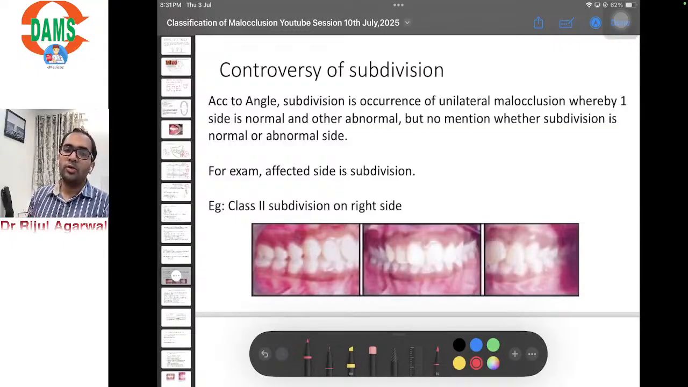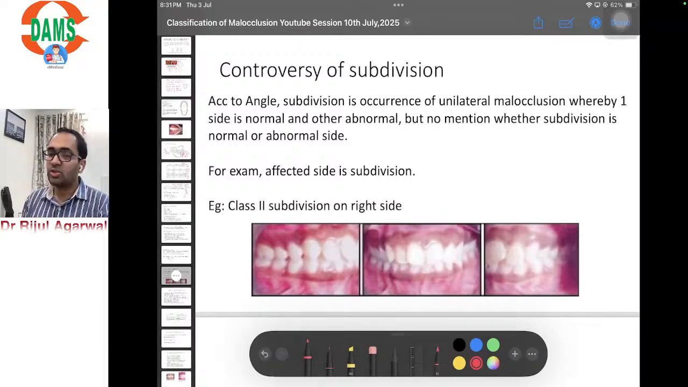Anyhow, moving ahead, for the exam, how will you classify? Supposedly an image like this comes. For the exam, the affected side is the subdivision. So supposedly there is a class 2 and class 1 molar relation, class 2 on the right and class 1 on the left, like in this image. What you will write is class 2 subdivision on right side. This is how you classify.